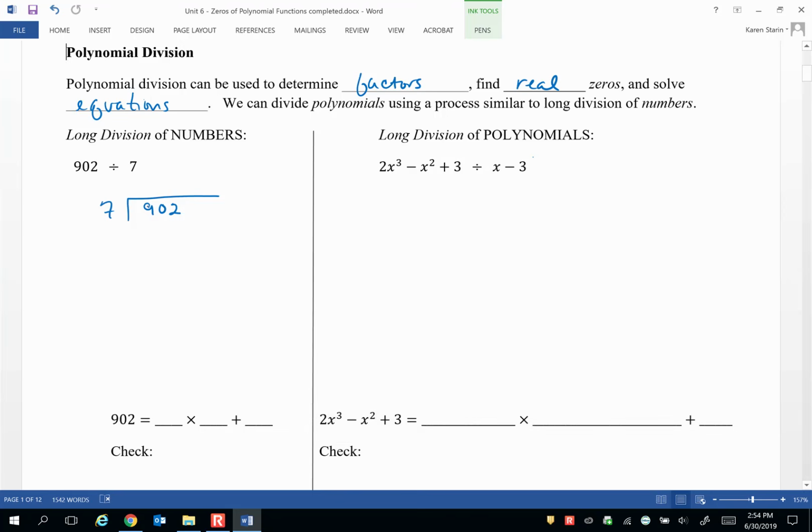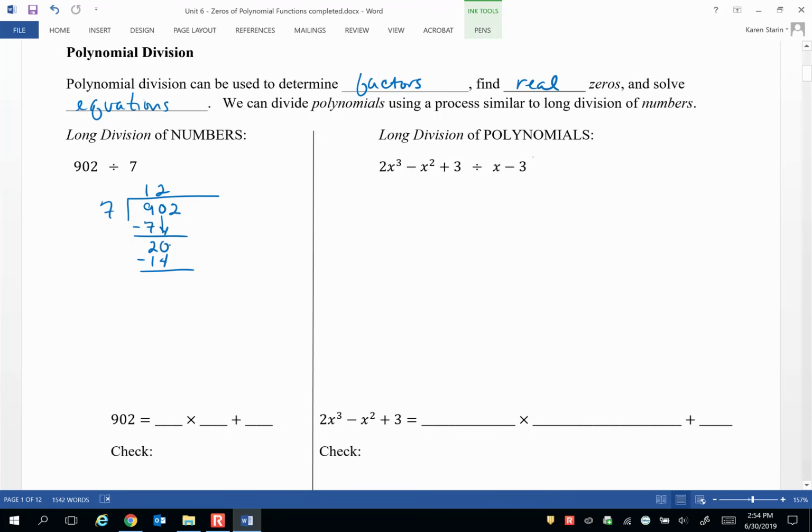So we took 7 and we saw if it went into the first digit, and 7 does go into 9 one time. Then we took 1 times 7 and subtracted that from 9, so we got a 2. Then we needed to bring down the 0 placeholder for the tens place to make this number 20. And then we said, well, how many times does 7 go into 20? Well, it goes at most 2 times. Then we took 2 times 7 and got 14 and subtracted that from 20.